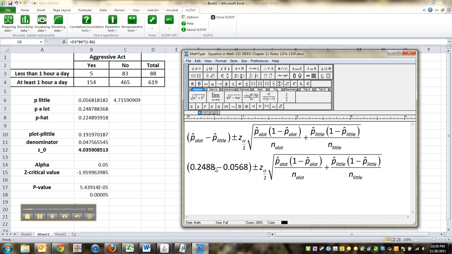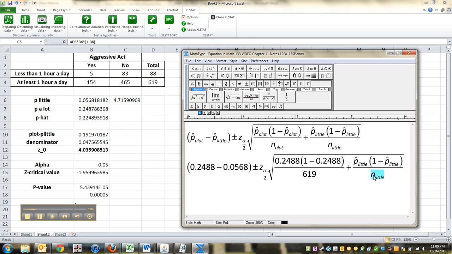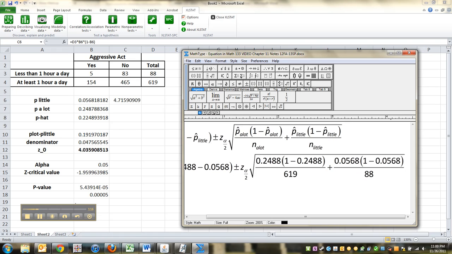Okay, so everywhere that there was the p hat for a lot, I'm going to put in 0.2488. There we go. And then n for a lot was 619. N for a little was, whoops, there we go, 88. P hat for a little was 0.0568. And again, what a pain.